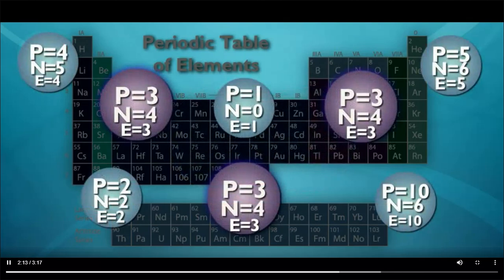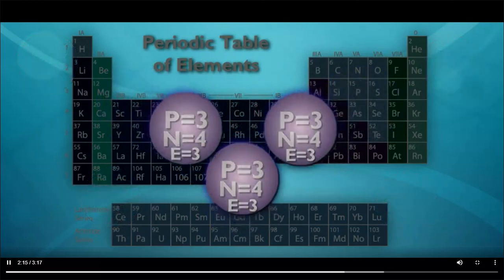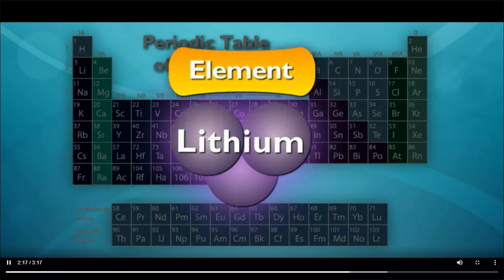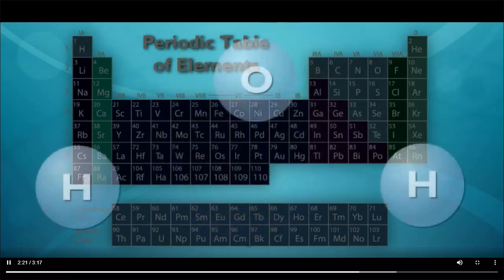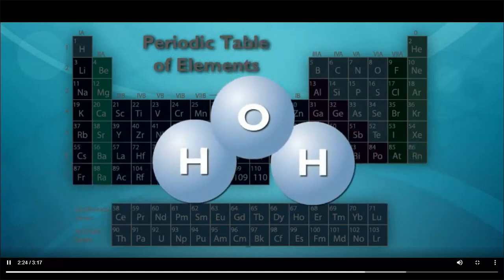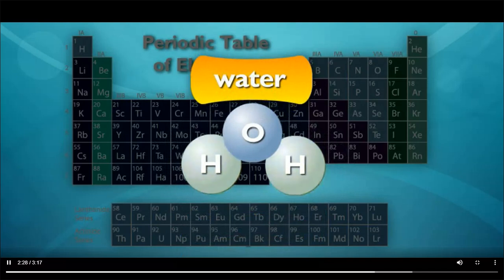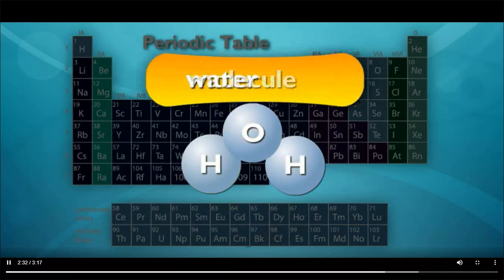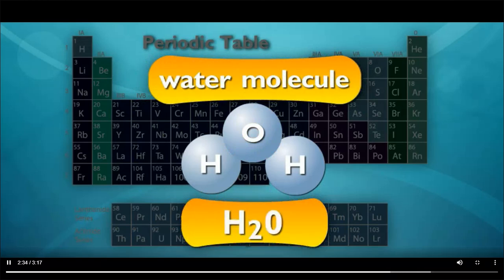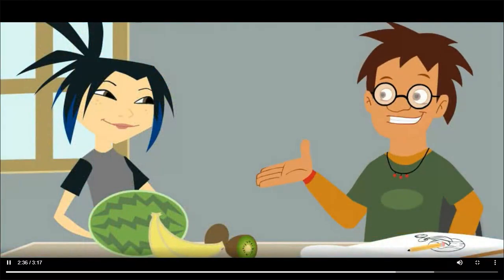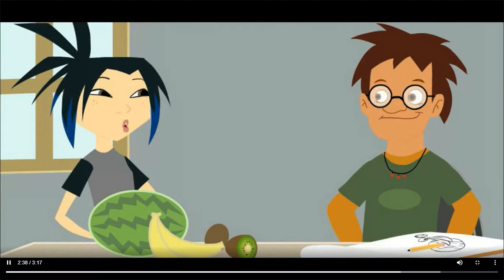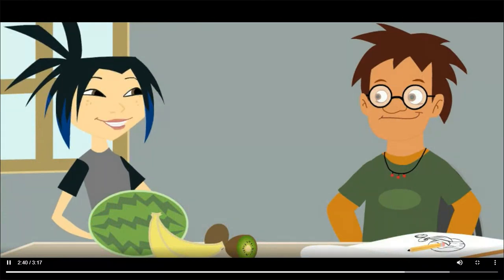Sometimes the atoms that combine are all the same kind of atom. When that happens, an element is created. What if the atoms are different? If the atoms that combine are different, then they're still molecules, but they're called compounds. Like water. 2 hydrogen atoms plus 1 oxygen atom equals a molecule of water, H2O. Wow, atoms really are everything. It's true. Atoms are amazing.